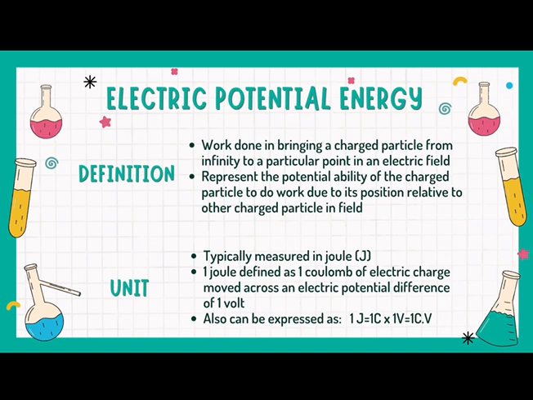It represents the potential ability of the charged particle to do work due to its position relative to other charged particles in the field. And for its unit, it's typically measured in joules, where 1 joule is defined as 1 coulomb of electric charge moved across an electric potential difference of 1 volt. And it can also be expressed as 1 joule equals 1 coulomb times 1 volt, equals 1 coulomb-volt.